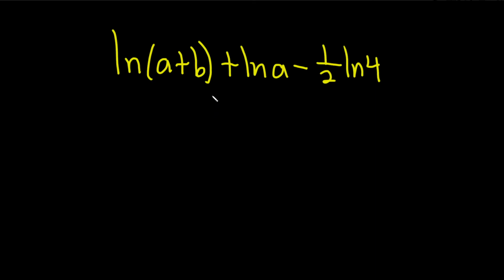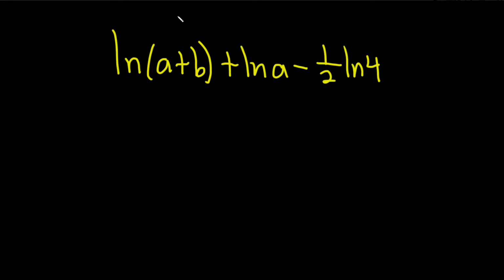Hi everyone, in this problem we have three logarithms and we have to write the final answer as a single logarithm. The question is to write everything as a single log whose coefficient is 1. So the final answer has to have just one ln. There's a couple rules we're going to be using in this problem. Let's go over them very briefly.